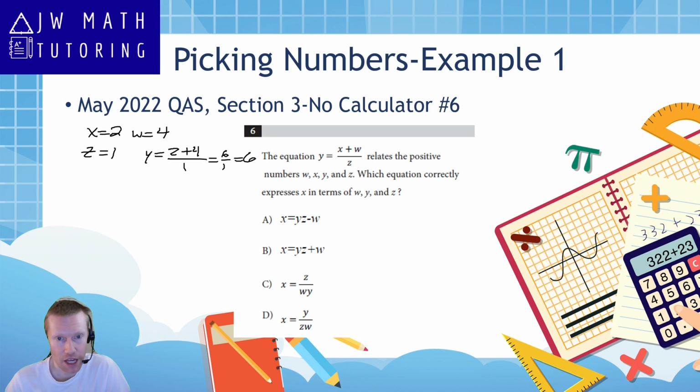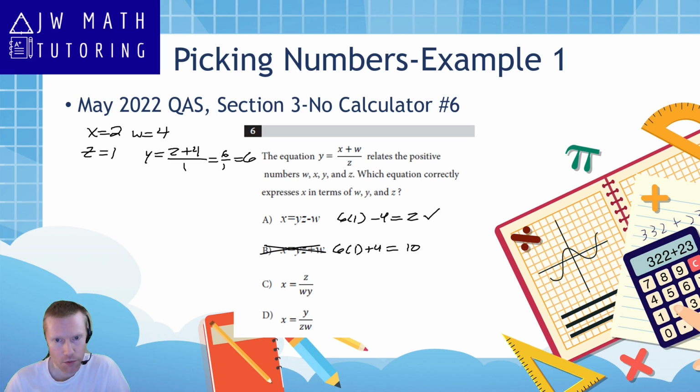For answer choice A, we have y times z, 6 times 1, and then minus 4. So 6 times 1 is 6, 6 minus 4 is 2. So far that one checks. That could be the correct answer, but we want to check the others just to be sure. Letter B, we've got 6 times 1 plus 4. That's going to be 10. That is not the correct answer, so we can eliminate it.